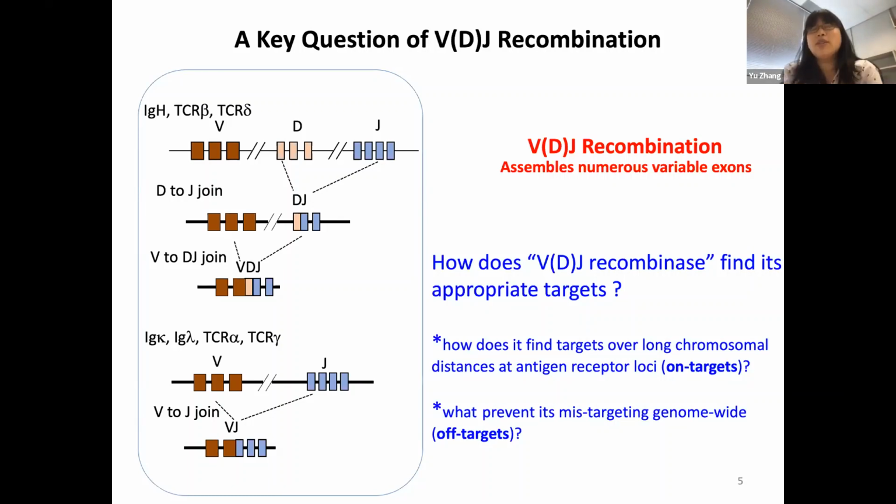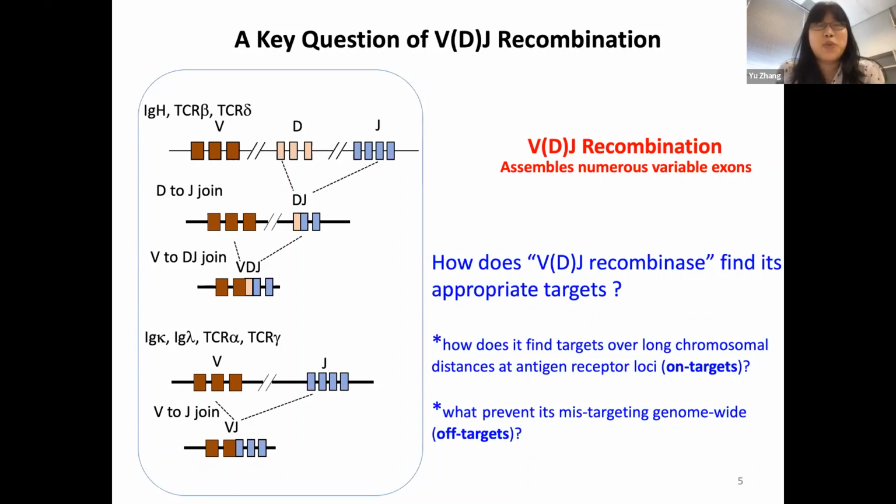However, in spite of this progress, there is a key question remaining regarding the control of V(D)J recombination. That is, how do the RAG proteins find their targets in the first place, given the complexity of the genome and also the size of the antigen receptor loci?